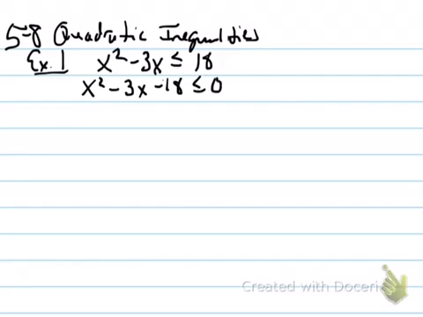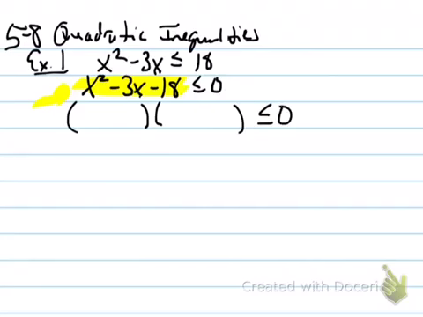And then if we look at the left-hand side of this inequality, you would notice that it's factorable. It was x squared minus 3x minus 18. So let's try to factor it. Let's think of two things that multiply to negative 18 and add to negative 3.